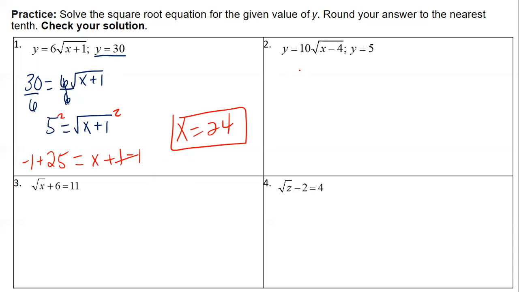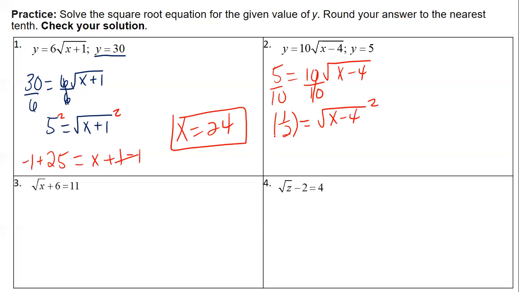All right, on number 2, you should have had 5 equals 10 square root of x minus 4, divided by 10. 5 divided by 10 is 1/2. You're going to square. When you square a fraction, it affects the numerator and the denominator. So you get 1/4 equals x minus 4. Then you add 4.